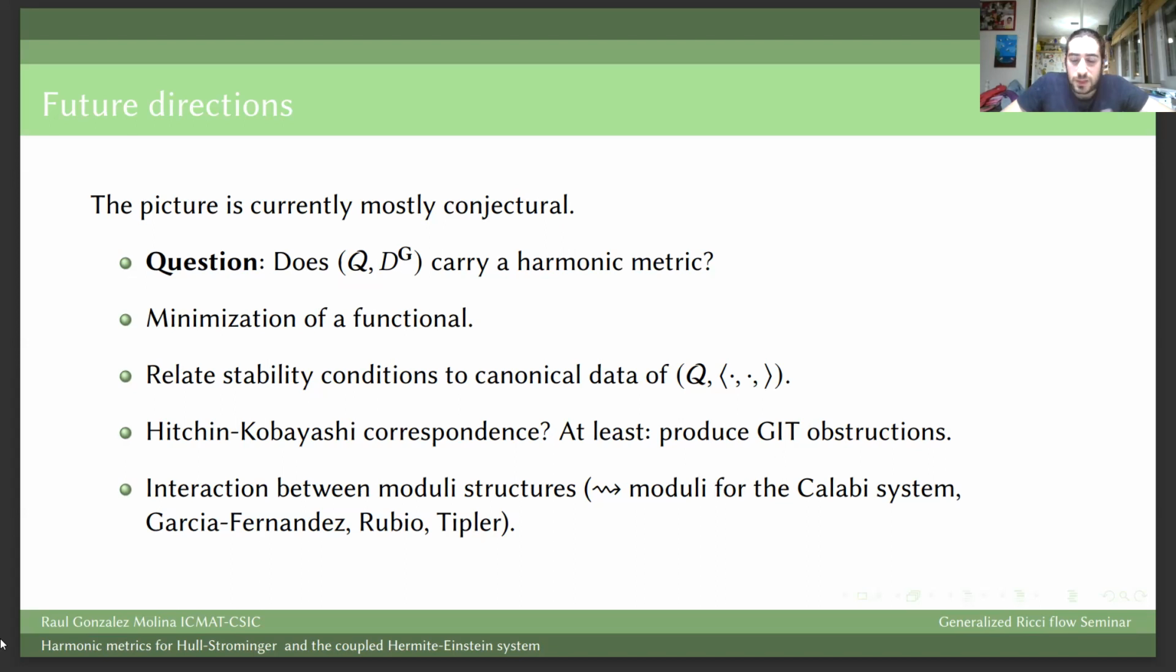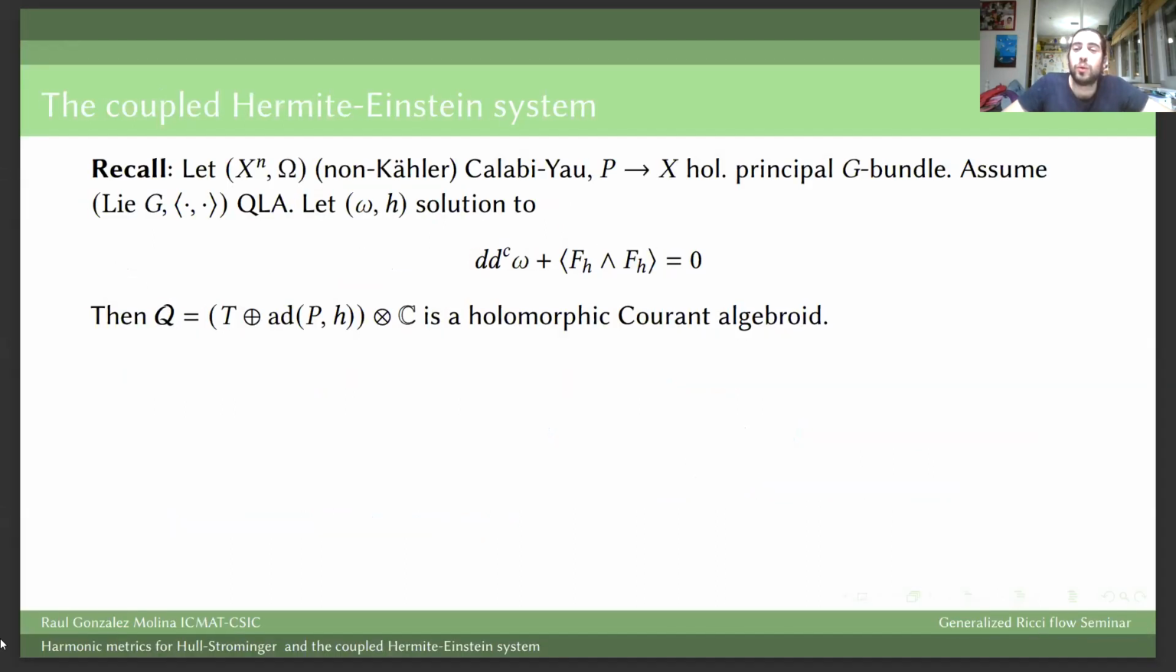Okay. So this is the first part of the talk, and now I want to speak of a different topic. I'm going to tell you about some new system of geometric PDEs and some features that it has. So, let me return to the starting point. The geometry that I had assumed for the Hull-Strominger system was the following: a Calabi-Yau manifold, maybe of non-Kähler type, and a principal G-bundle. The Hull-Strominger system asks for two holomorphic vector bundles, but now I am going to work with a holomorphic principal bundle approach for simplicity.